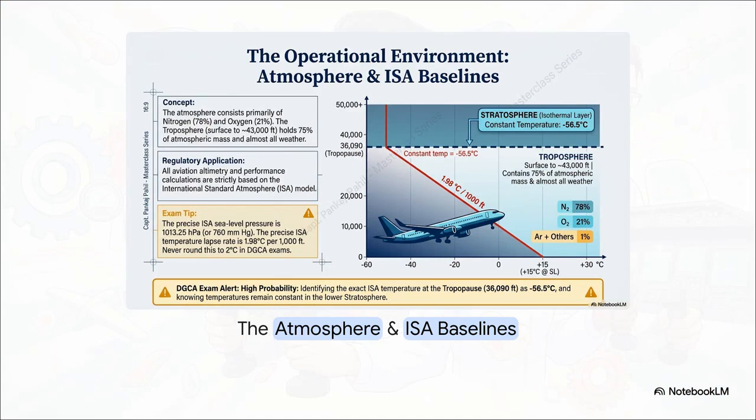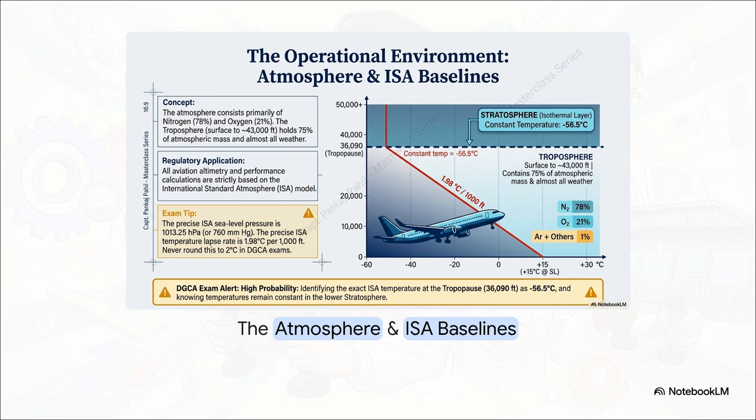The basic concept here is pretty simple, right? The atmosphere is mostly nitrogen, roughly 78%, and oxygen sits right at 21%. Now, importantly, the lowest layer, the troposphere, actually holds about 75% of the entire atmospheric mass. It's where almost all of our weather happens. So how do we apply this? Well, all of our aviation altimetry and performance calculations are strictly based on the International Standard Atmosphere, or the ISA model.